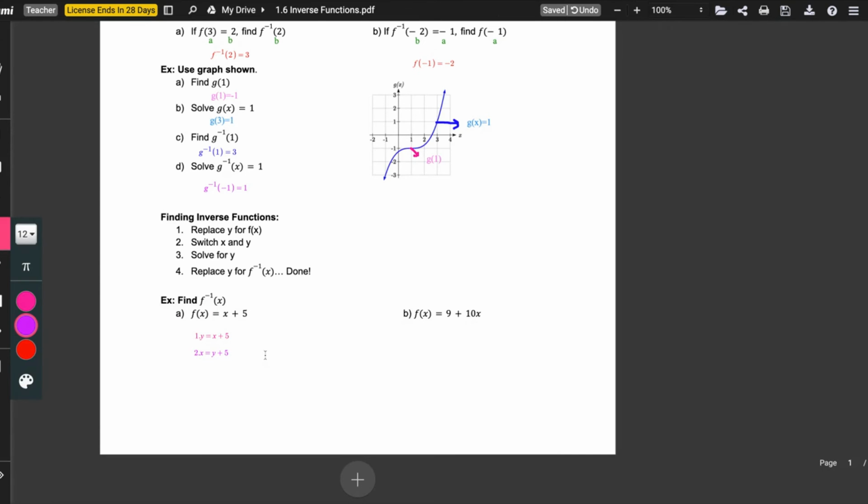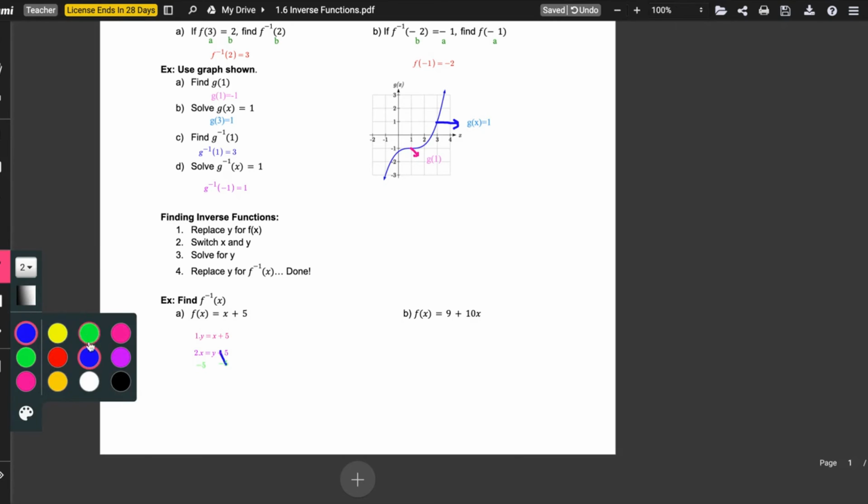All right, so step 3, I'm now going to solve for y. When I'm solving for y, I'm doing inverse operations. So I'm just going to subtract 5 from both sides. Subtract 5. When I subtract 5 on the right, it cancels. So then I'm left with, what are we left with?